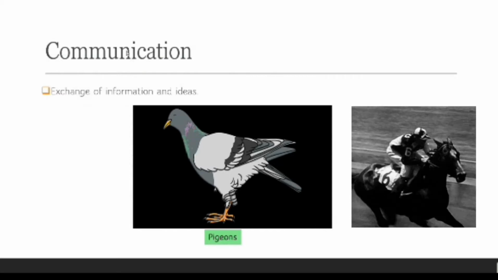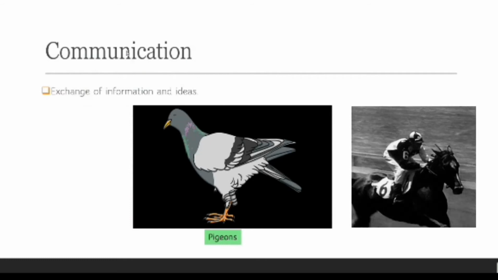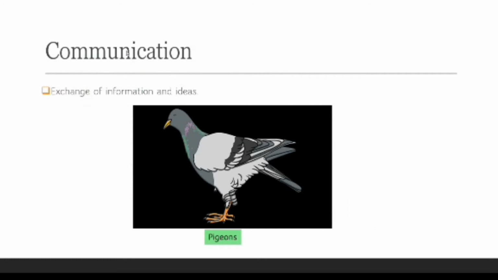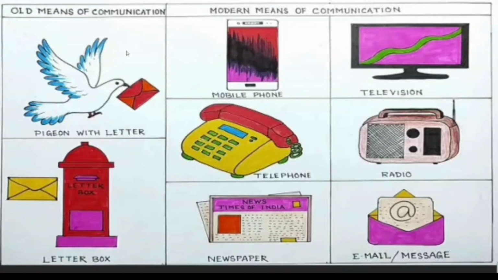The growth and development of science and technology developed various means of communication such as books, newspapers, letters, telegrams, telephones, radio, television, teleprinter, fax machine, email, SMS, etc. Now communication has become easier and faster. Let us study about some of the means of communication.